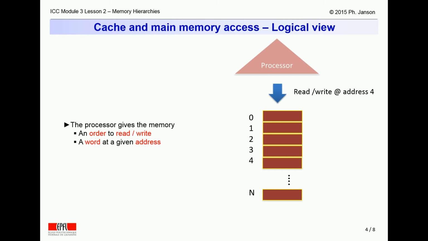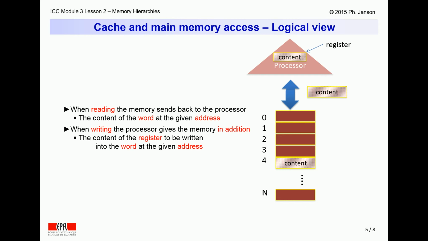To read or write a word in memory, the processor gives the memory a read or write command, together with the address of the word that it wants to read or write. When a word must be read, the memory sends the value of its content back to the processor. When a word must be written, the processor must provide the memory with the value to be written into the given word in memory.